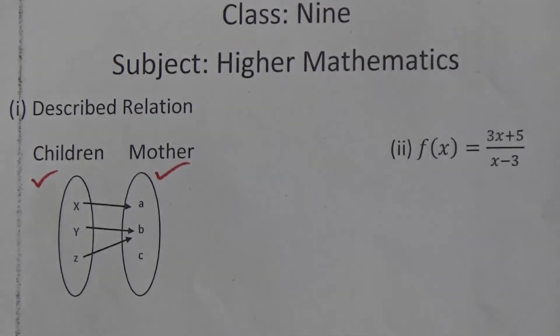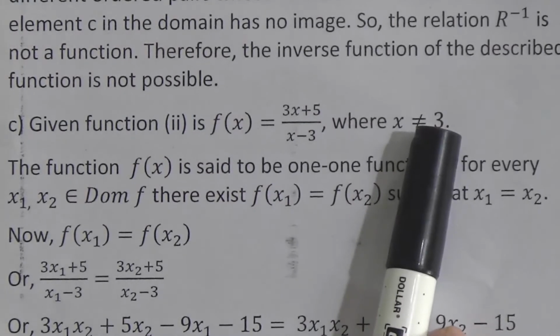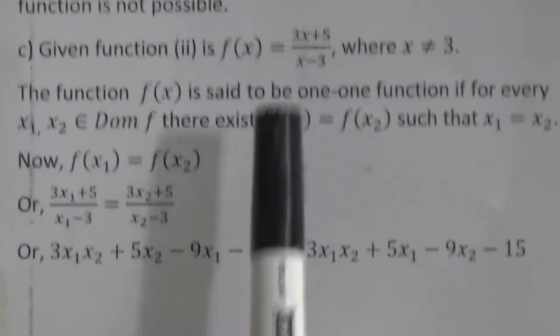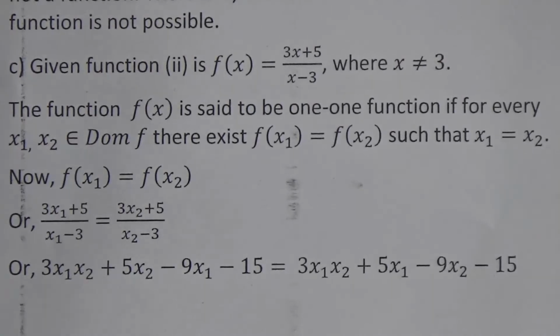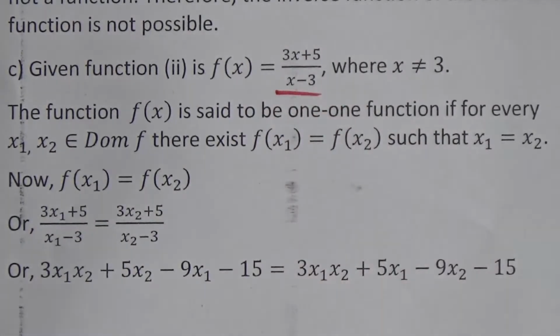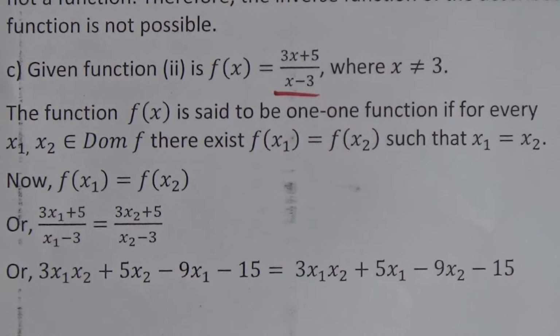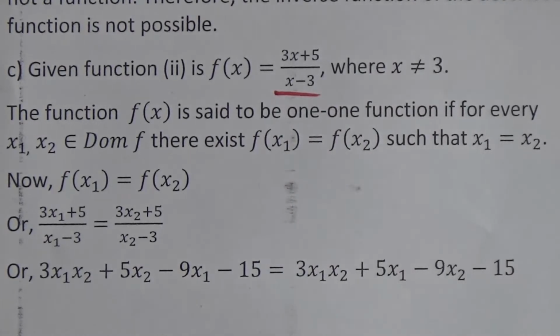So we have written the given function 2 is f(x) equal to (3x plus 5) by (x minus 3), where x is not equal to 3. I have imposed the condition x is not equal to 3. The reason is, if we put the value of x as 3 here, this function f(x) will be undefined. For this, we need to impose the condition x is not equal to 3 here.